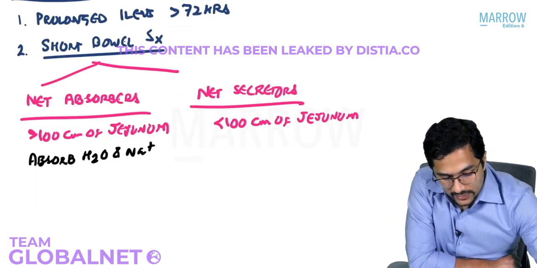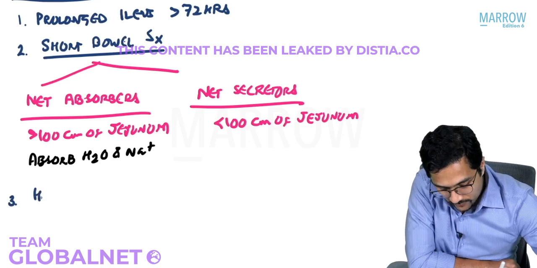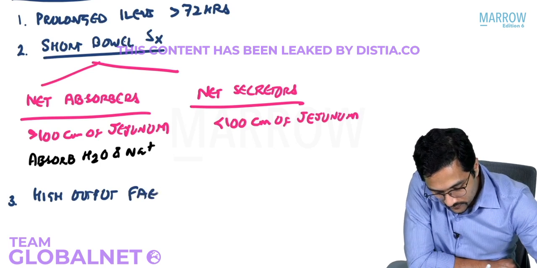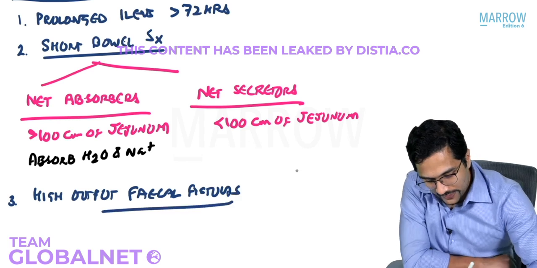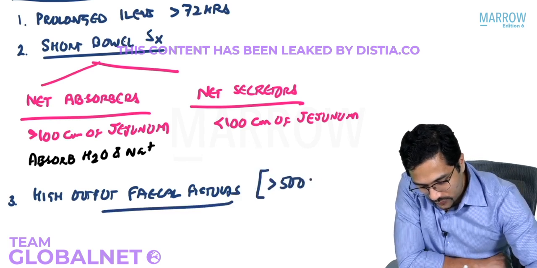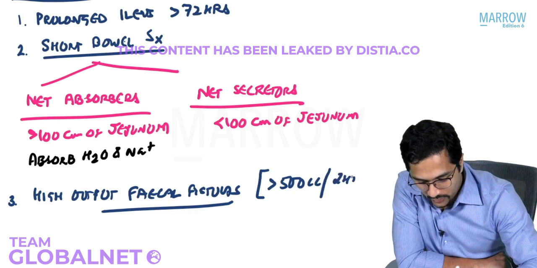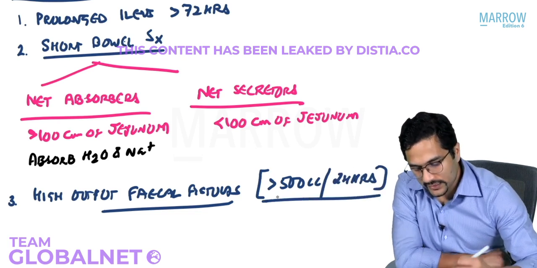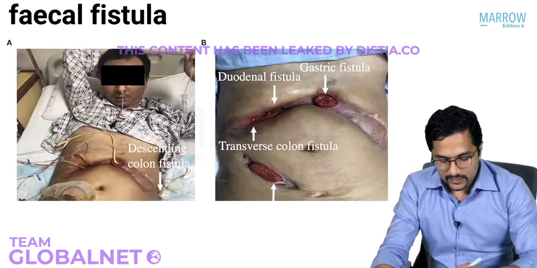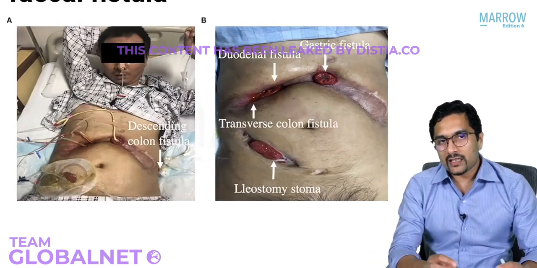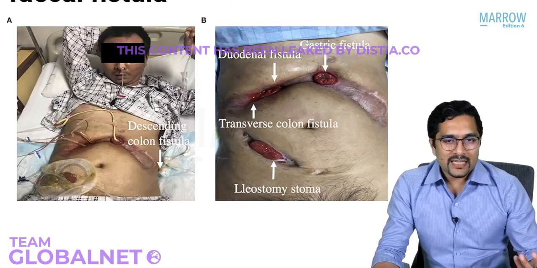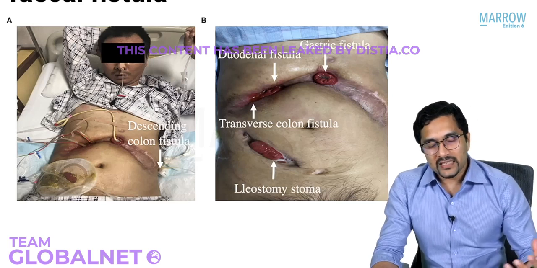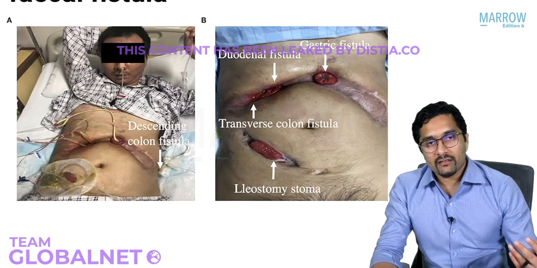The other indication is high output fecal fistula. Fecal fistulas also I've covered in the small and large bowel module. High output fecal fistulas are those which have more than 500 cc output in 24 hours. You can see here this image of a fecal fistula. There are multiple openings and fecal matter will come out through the abdomen, and you don't exactly know what the site is, and these patients just keep on losing fluids and vital nutrients.